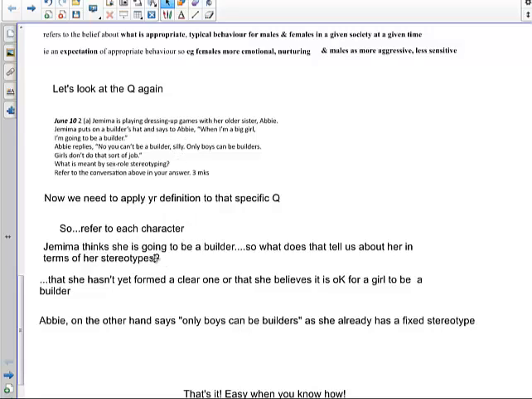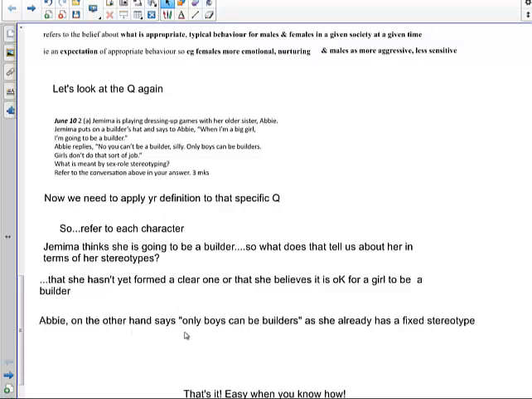So Jemima thinks she's going to be a builder. So what does that tell us about her in terms of her stereotypes? Okay, it tells us that Jemima thinks she's going to be a builder because she hasn't yet got a very clear identity or a very clear stereotype of what, or a clear idea of what she should be doing as a girl. Okay, so she thinks it's okay to be a builder as a girl. So she hasn't already got fixed stereotypes.